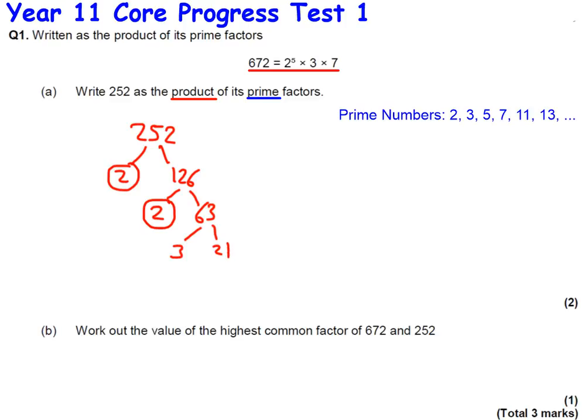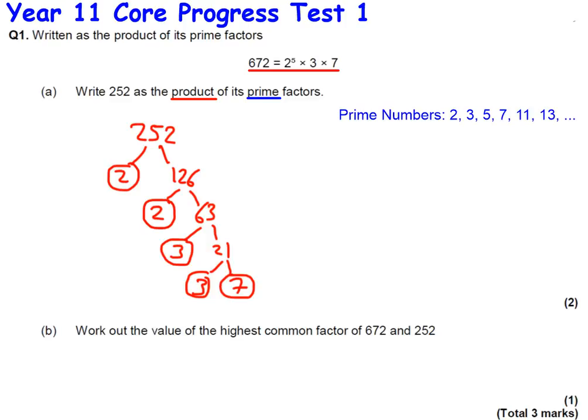Again, look at the two numbers. I see that 3 is prime, so I circle that. Now I need to look at 21. And the two factors of 21 are 3 and 7. As both of these are prime, I'm going to circle both of these numbers. Now, as all the numbers are circled, I'm going to stop there. So far I've found all the prime factors of 252.